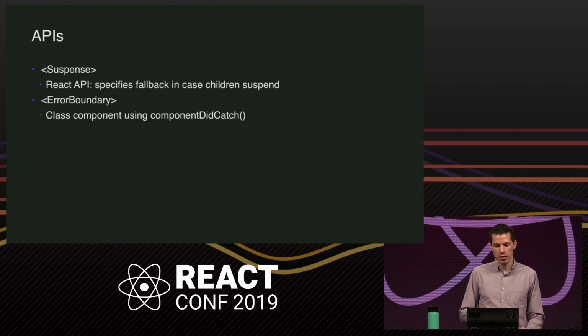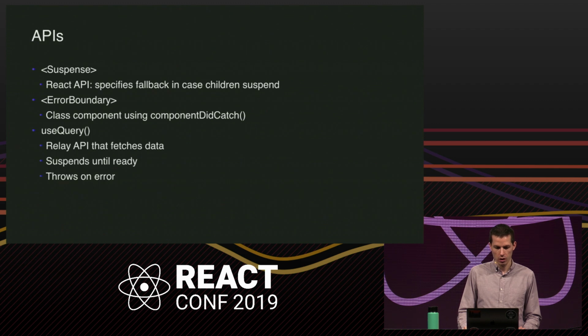And what we basically recommend is implementing error boundary once and then using that everywhere in your application so you have a consistent experience for showing errors. Finally, I showed useQuery. That's an earlier version of our relay hooks APIs that fetches data, it suspends until it's ready, and throws on error. OK, so when we define our component in this way, what actually happens when we go to render it?